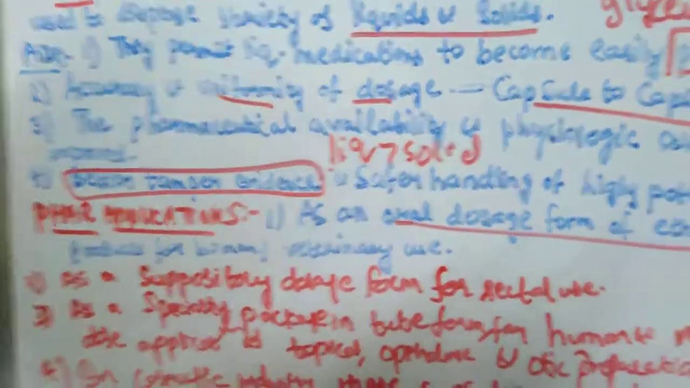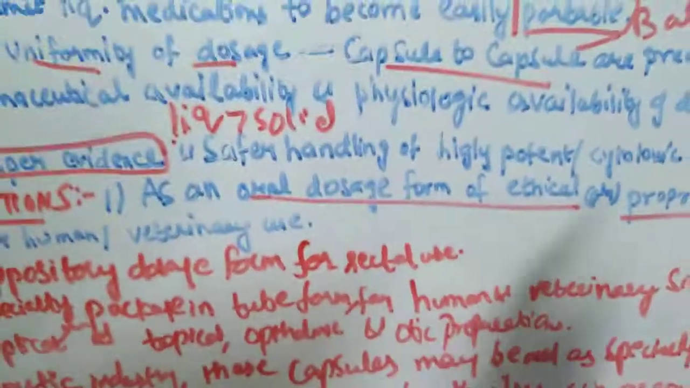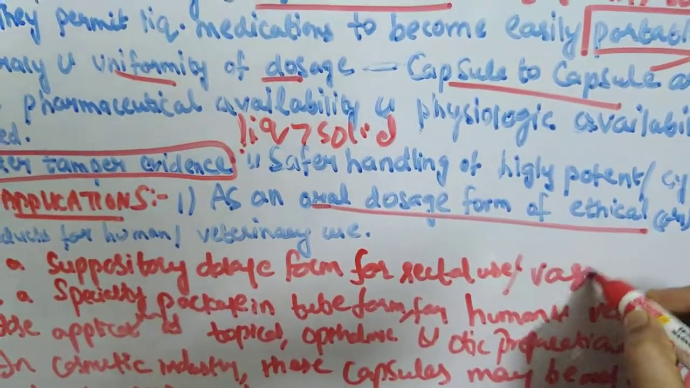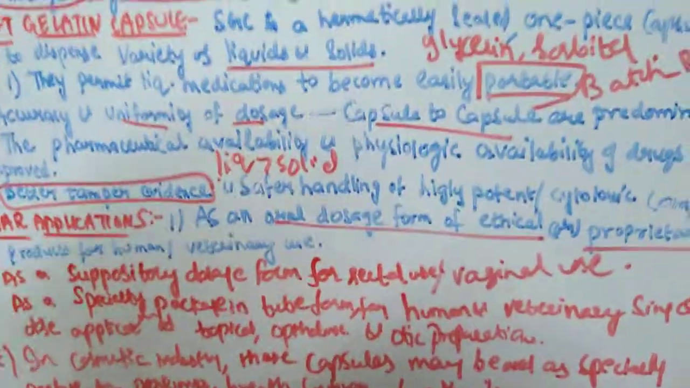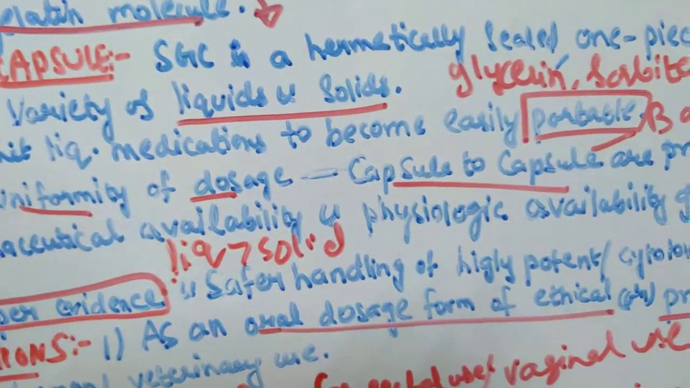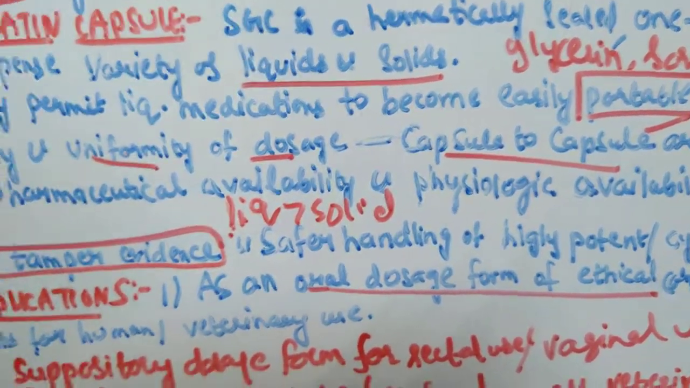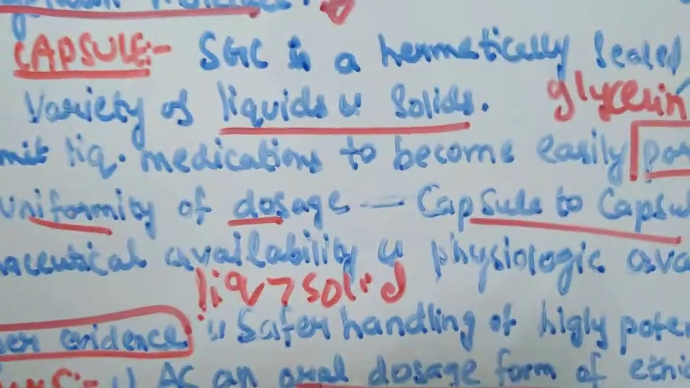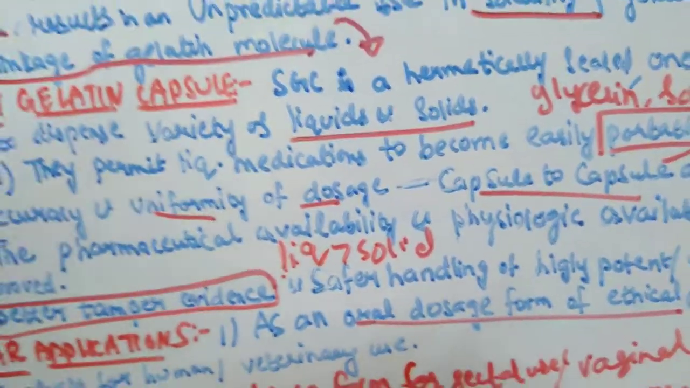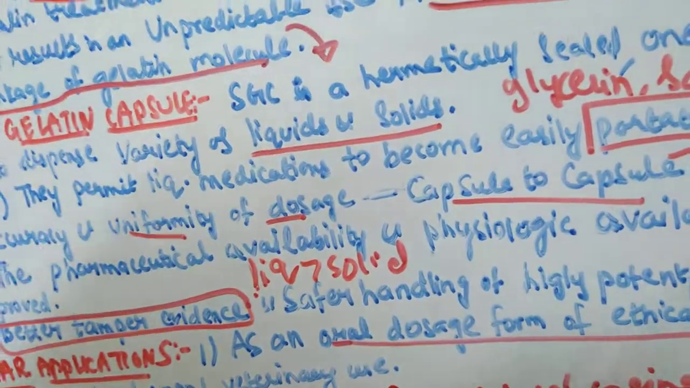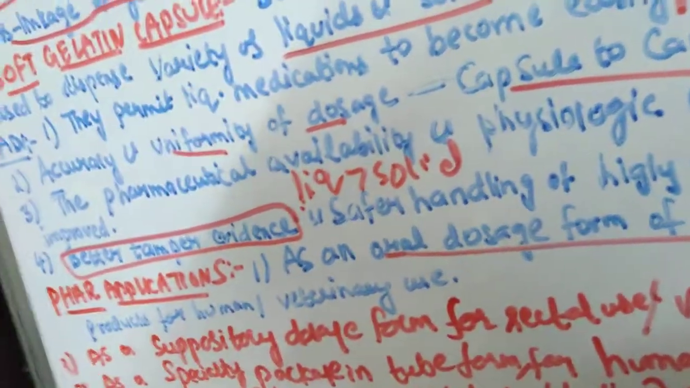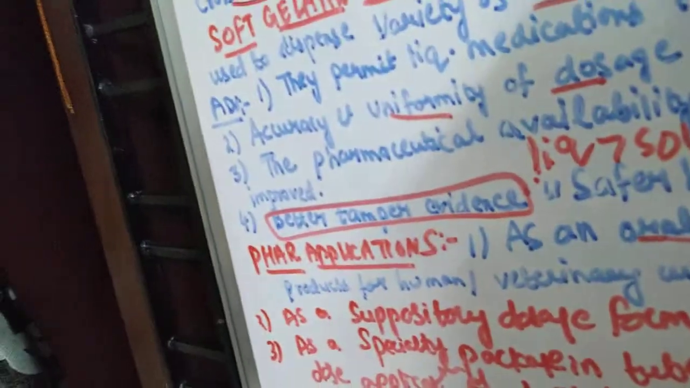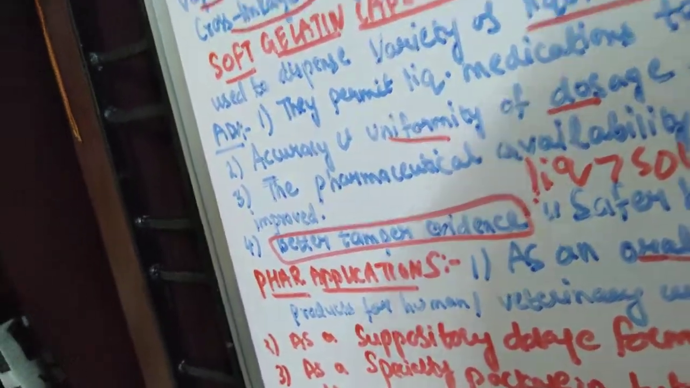Then as a suppository dosage form for rectal use or vaginal use. Rectal dosage forms are becoming more acceptable because they can be used for pediatric and geriatric purposes. Vaginal use is confined to applications that require the medication to be inserted at bedtime. Vaginal applications are those which should be used mostly at bedtime because of the action of the sphincter muscle.